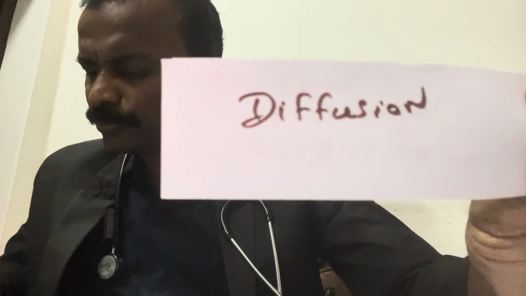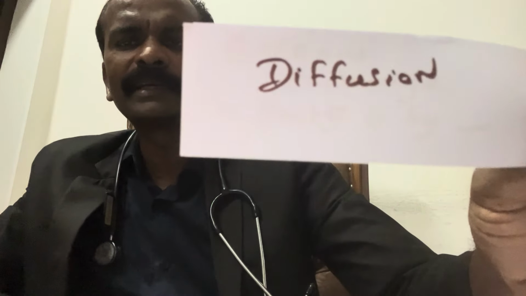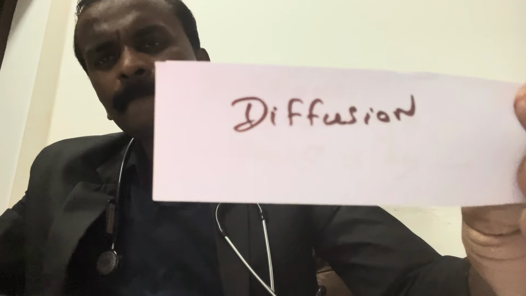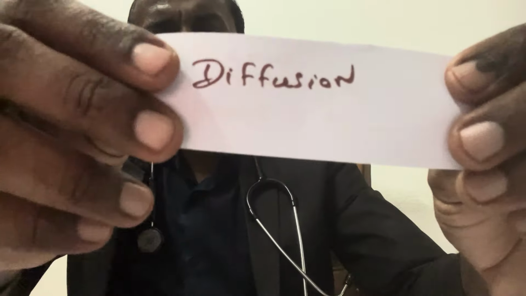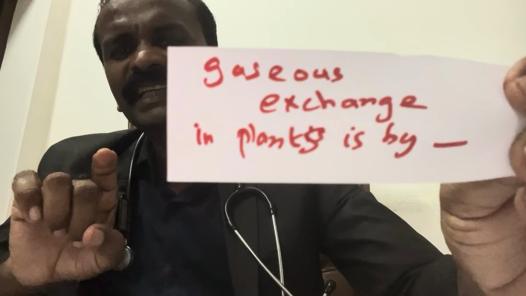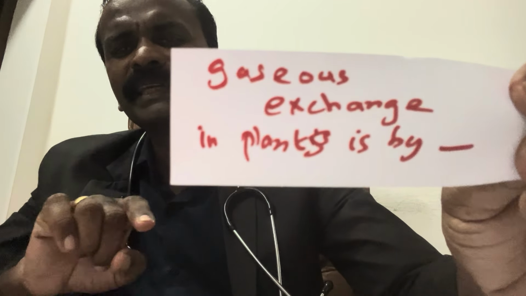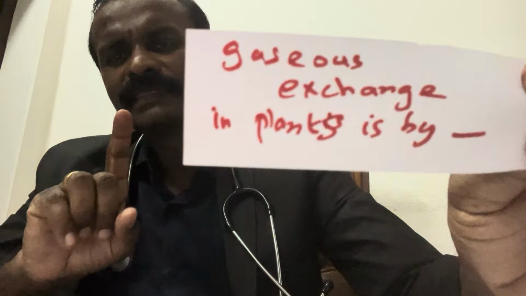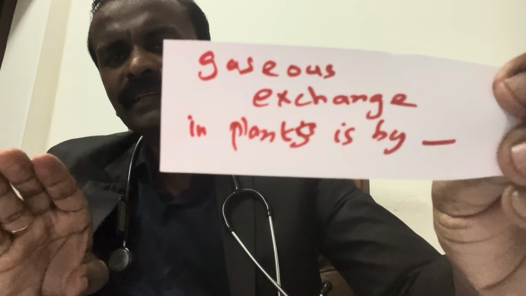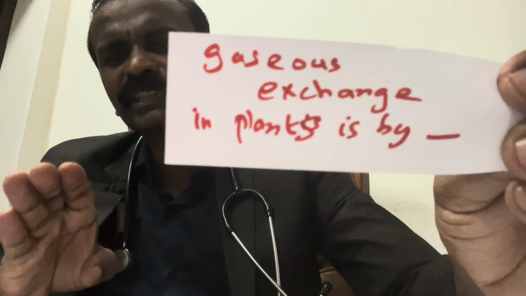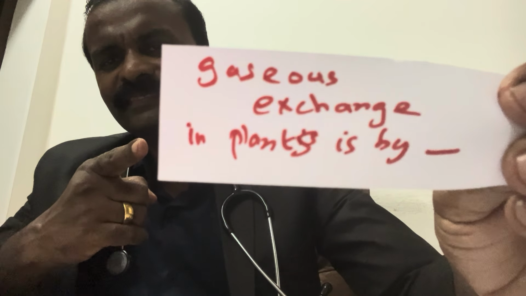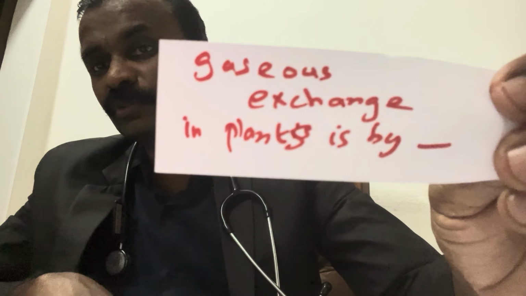The correct answer was diffusion. Okay. What is the question now? You are going to answer diffusion. What is the question? The question is gaseous exchange in plants is by diffusion. Diffusion. Don't forget the question. Diffusion will be in the choice. Don't forget the question.